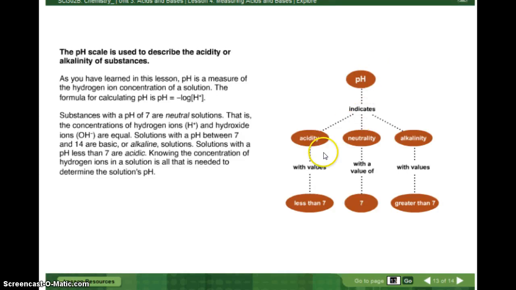So pH indicates acidity with values less than 7. pH indicates neutrality with a value of 7. pH indicates alkalinity with values greater than 7. And that's it for this lesson.